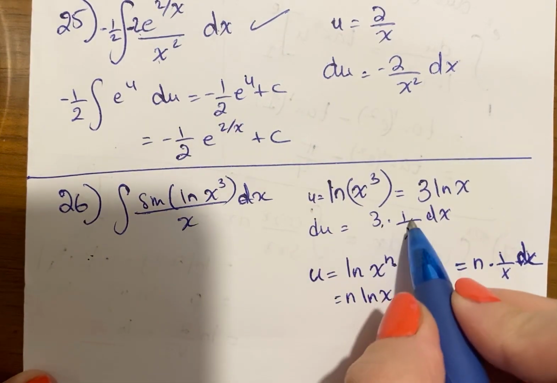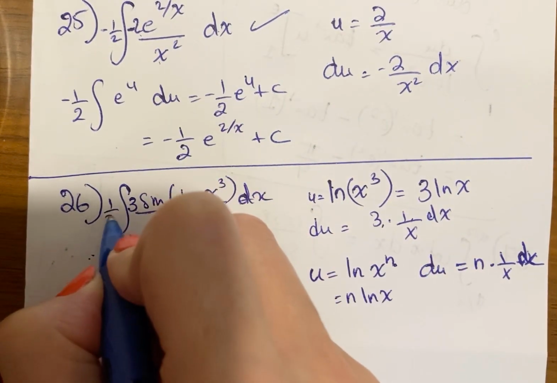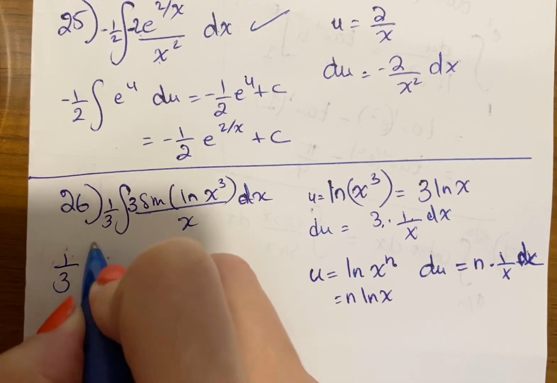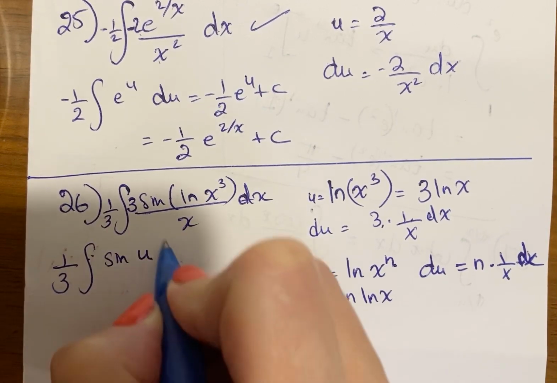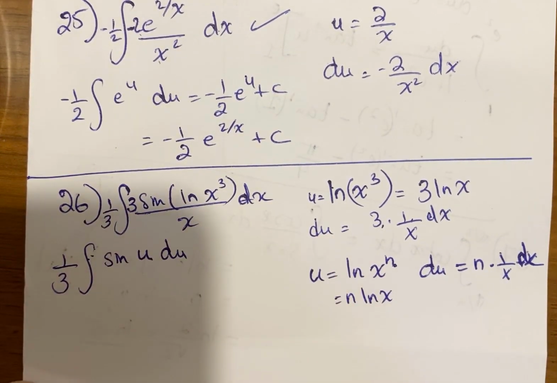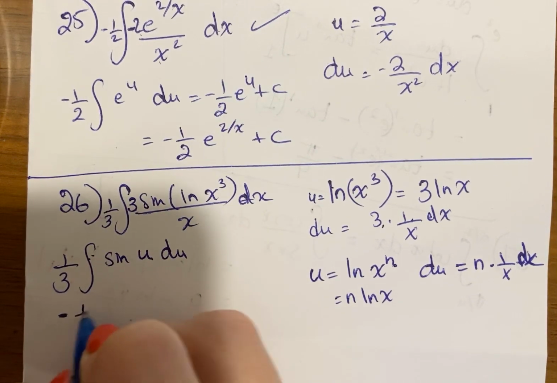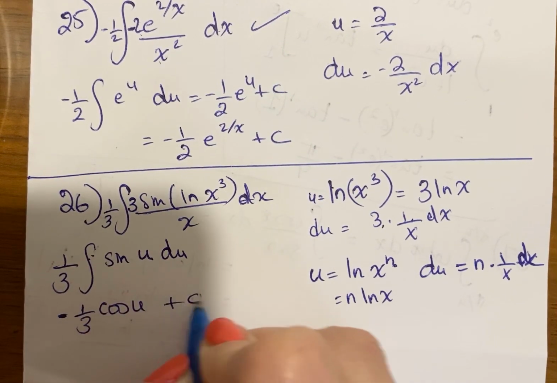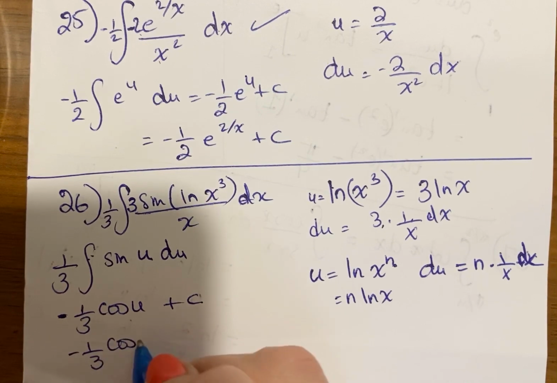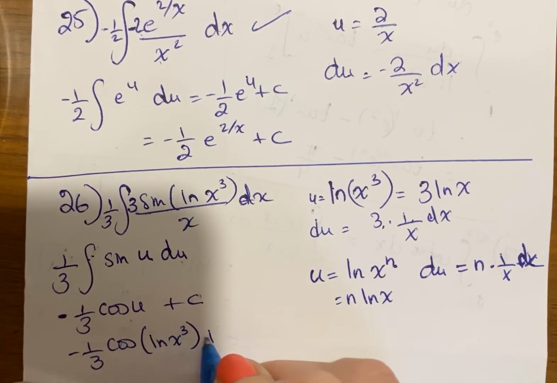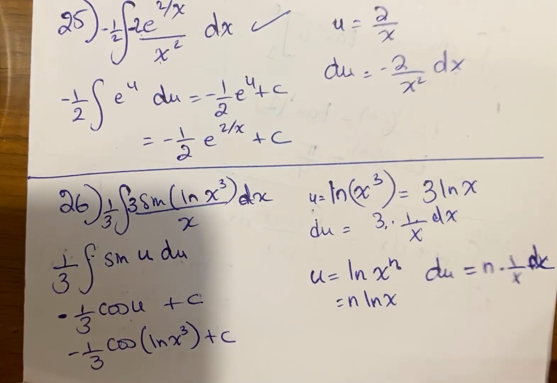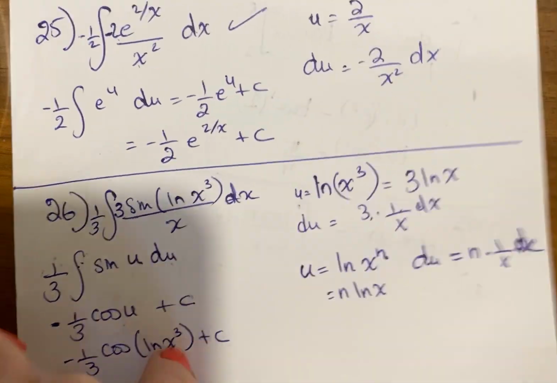So this is nothing but antiderivative. So 3 times 1 over x, so I want 3 and 1 over 3. Sine u, 3 over x dx is du. What's the antiderivative of sine u? Cosine u, cosine ln x cubed plus c. They're nice. When you start getting the hang of them, they're very nice.